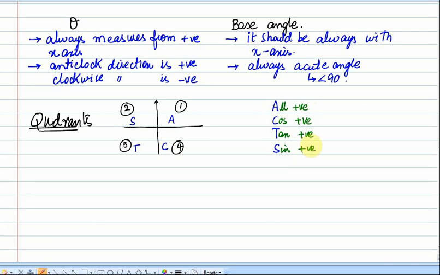So that is a very important quadrant concept that you need to know when you are attempting a question of trigonometry. In the first quadrant all the functions are positive, in the second quadrant only sine is positive. Only sine is positive means that cos and tan are negative in this quadrant. In the third quadrant we have only tan positive, and in the fourth quadrant we have only cos positive. So note it down.